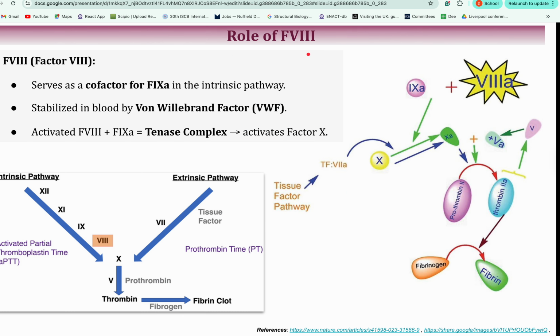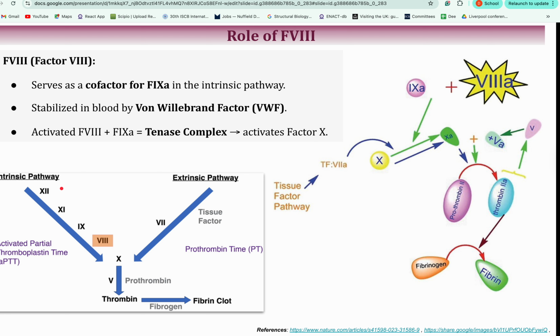Now we will look into the role of factor 8, because we have mentioned that out of factor 8 and 9, factor 8 is most important because hemophilia A is caused by factor 8 deficiency. It serves as a cofactor for factor 9A in the intrinsic pathway, stabilized in blood by von Willebrand factor, which is VWF. Activated factor 8 and factor 9A generate the tenase complex, which activates factor 10.